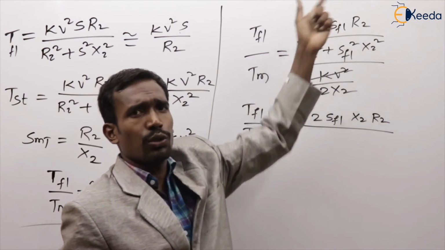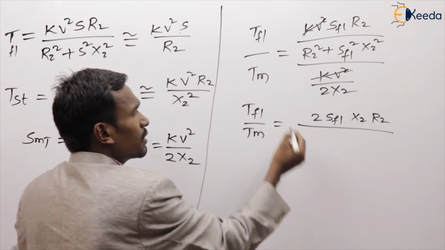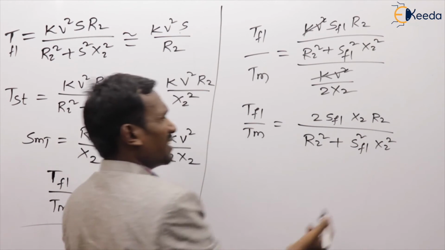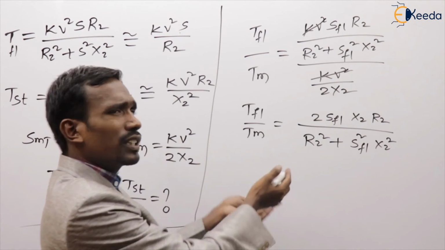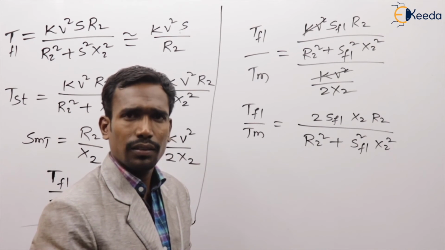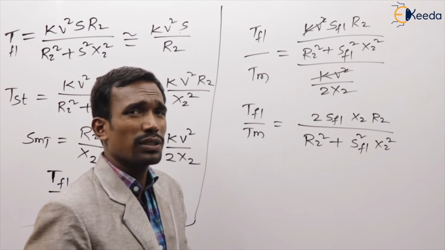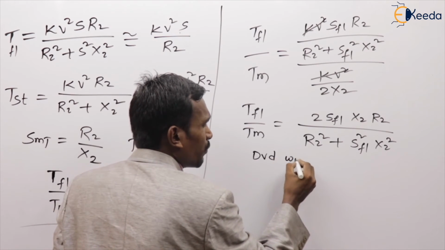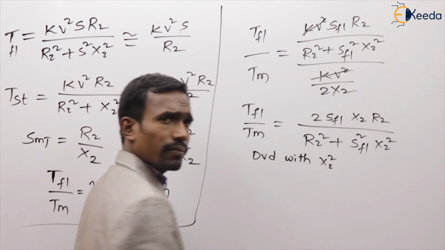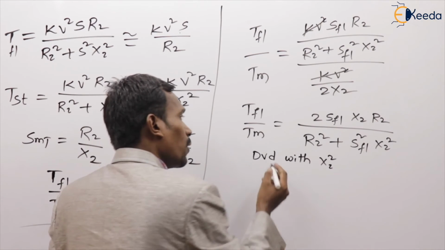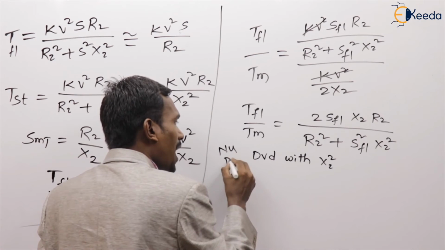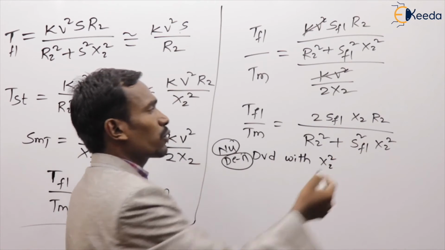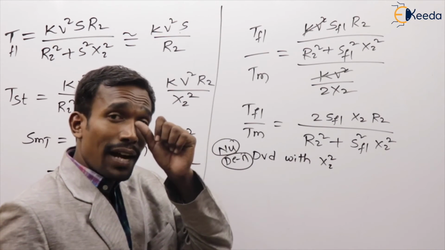this denominator goes into the numerator. Next, R2 square plus S full load square into X2 square. This is the final equation actually. There is nothing to compress, but now we have to simplify it. For that, divide with X2 square. We have to divide numerator and denominator with X2 square.